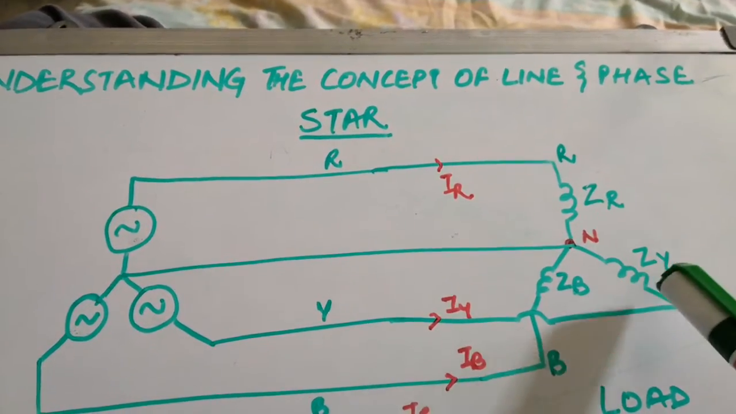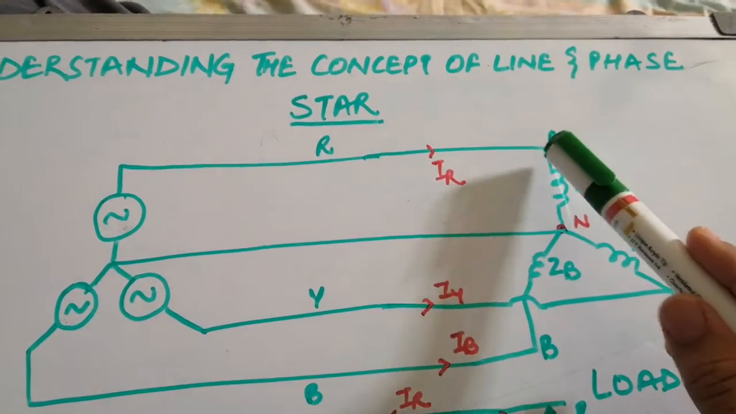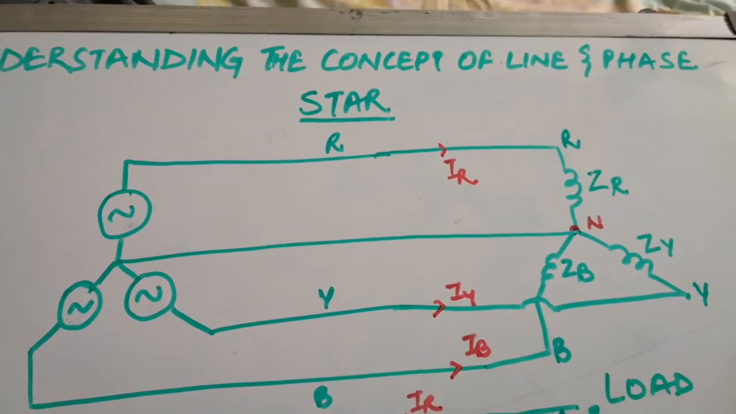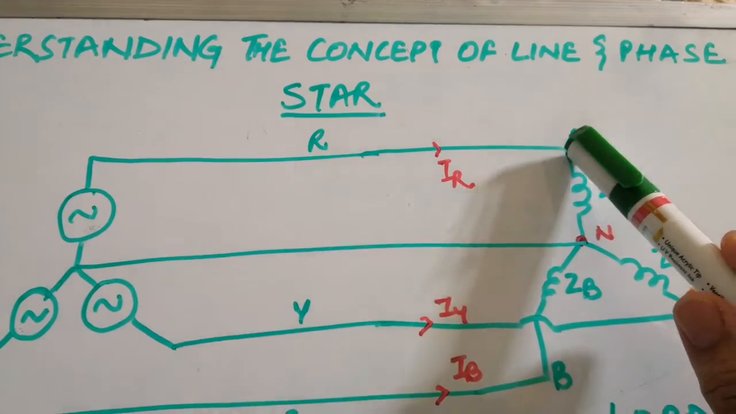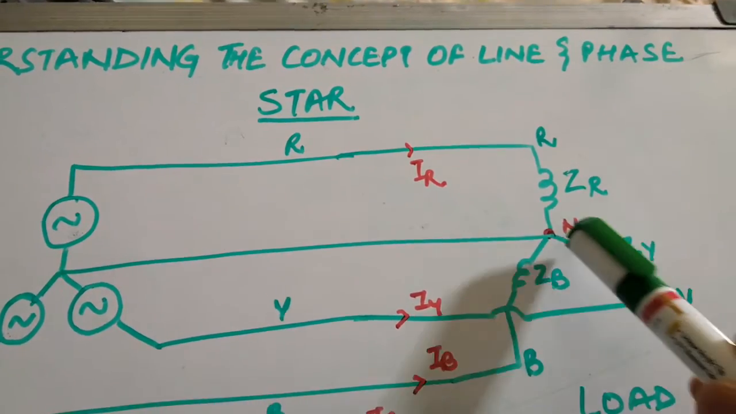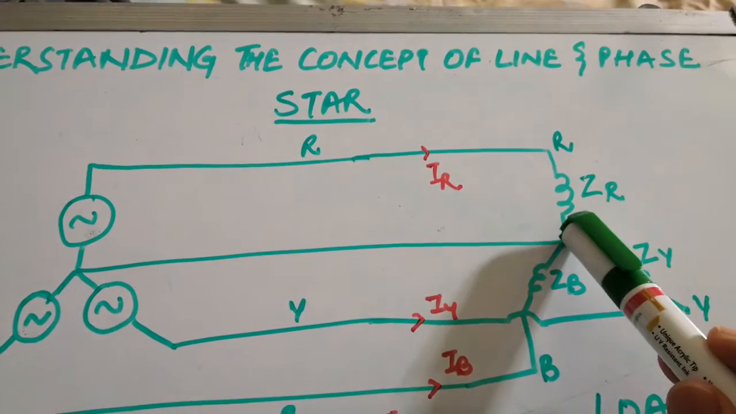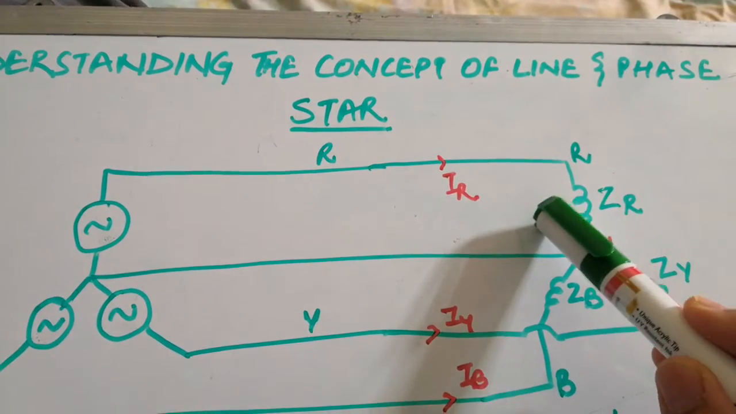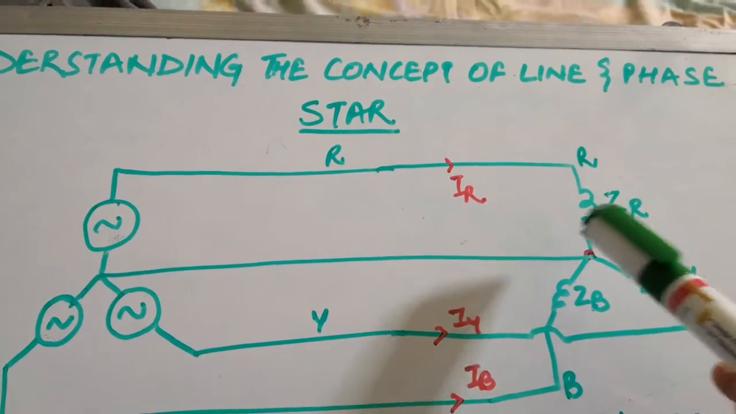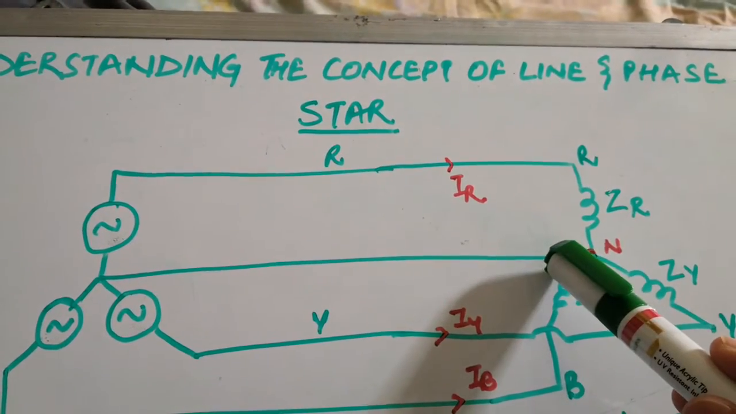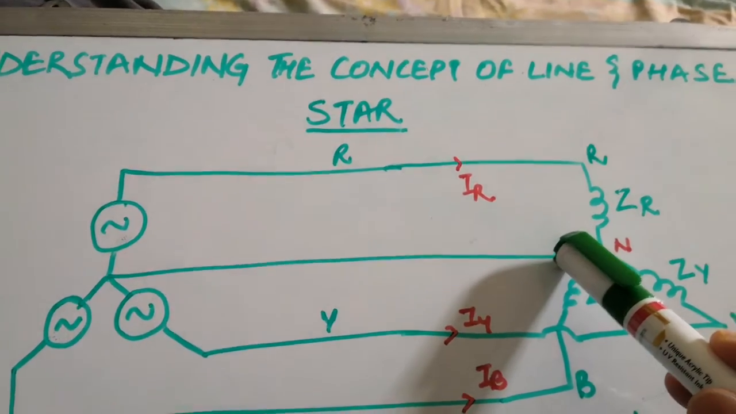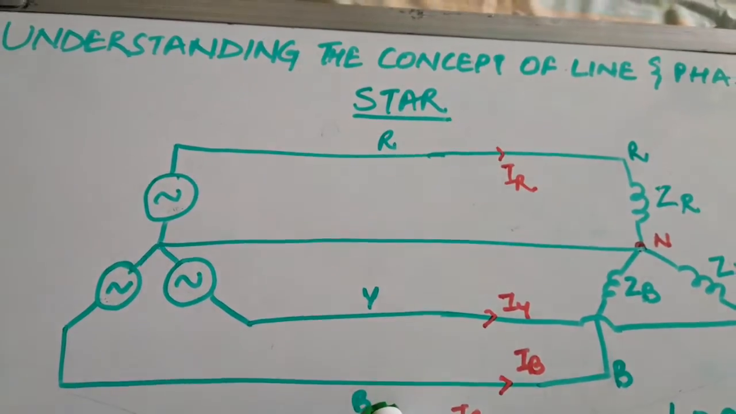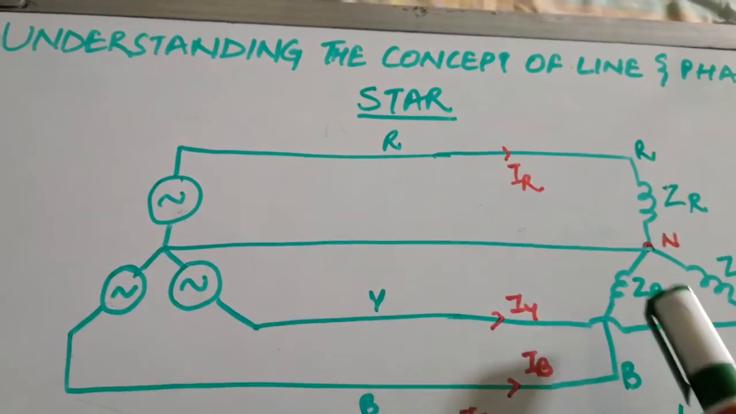Your ZR, ZB, ZY indicates the impedance of your R phase, Y phase and B phase. If you directly see, you can find out that your R dash makes one phase, Y dash second and B dash third phase. The difference between R and N will always be a single phase, B and N will be a single phase, Y and N will be a single phase. But when we talk about R, Y and B, these are the lines through which the source feeds the load.